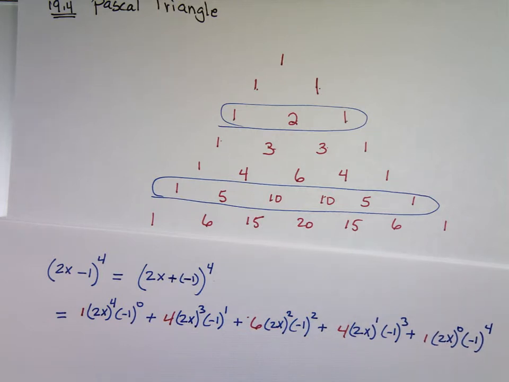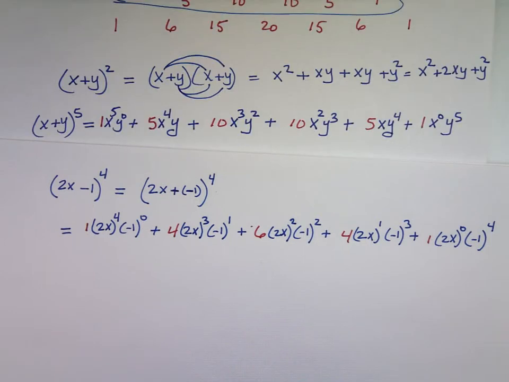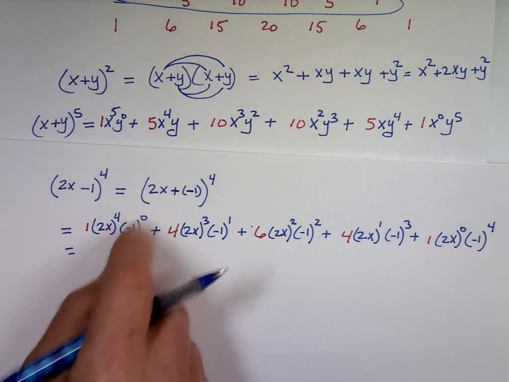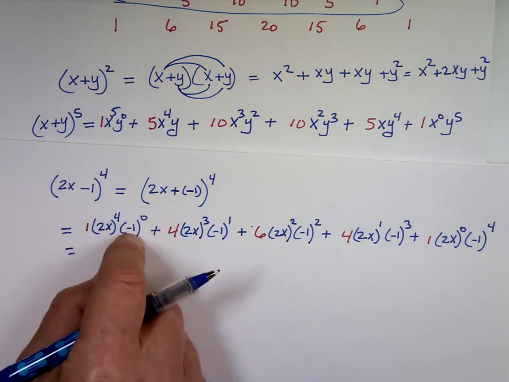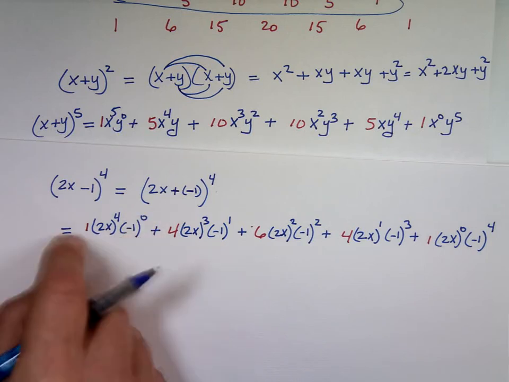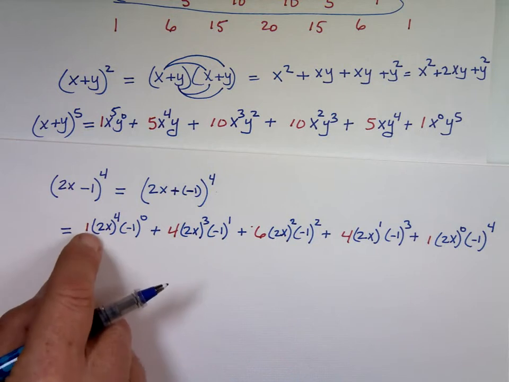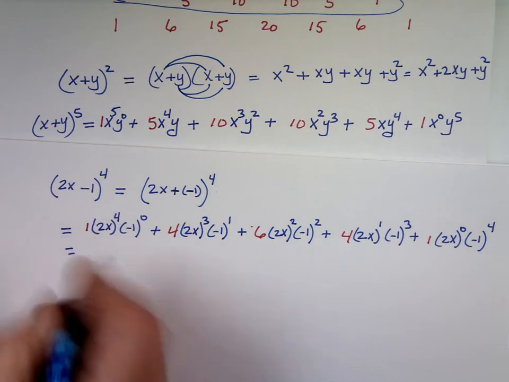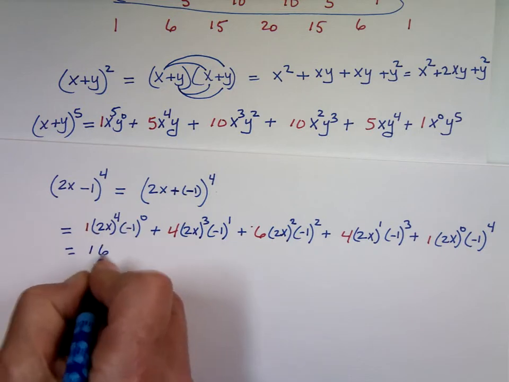And now simplify each one of these and we're done with this problem. Wait, so what's our final answer supposed to be? Well, let's see. What's minus 1 to the 0 power? 1. 1 times 1 is still 1. What is 2 to the 4th power? 16. So this will be 16x to the 4th.